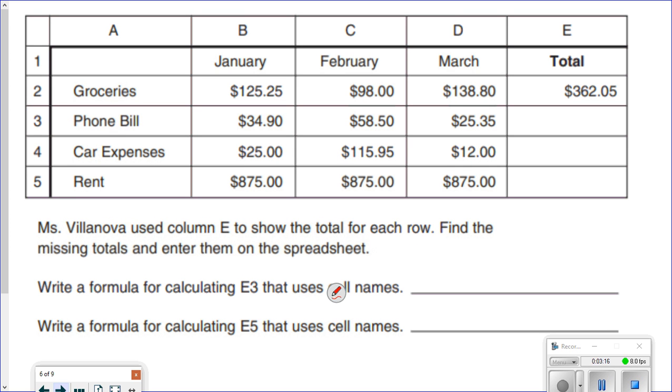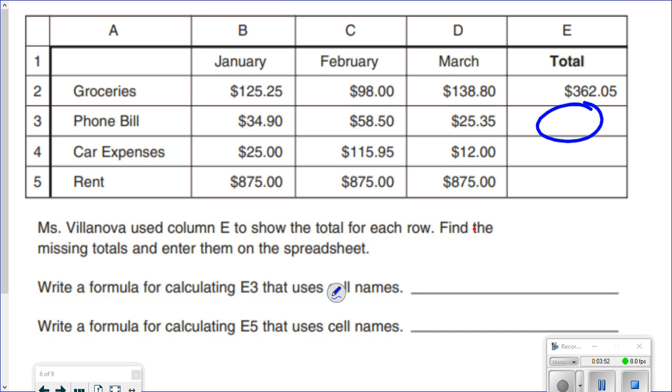It says, Miss Villanova used column E to show the total for each row. Find the missing totals and enter them on the spreadsheet. Write a formula for calculating E3 that uses cell names. Now what's really nice about spreadsheets is you can type in formulas, even in Google Sheets or in Excel, and it will solve the math for you. It's like a calculator built into it, which is really convenient. So we need to find out the formula for calculating E3 using cell names. E3 is located right here.